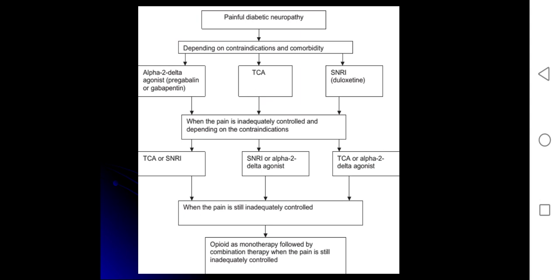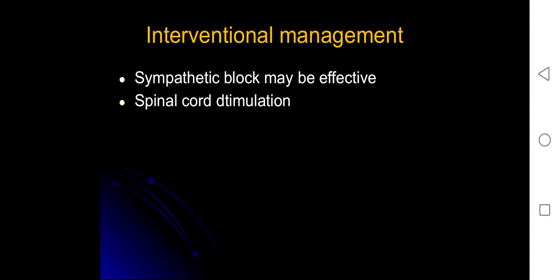If even after multiple drugs pain is inadequately controlled, we have to go for opioid monotherapy followed by combination therapy when pain is still inadequately controlled. Then in interventional pain management, sympathetic nerve blocks may be effective, like lumbar sympathectomy and stellate ganglion block, or T2 or T3 thoracic sympathectomy, and spinal cord stimulation.